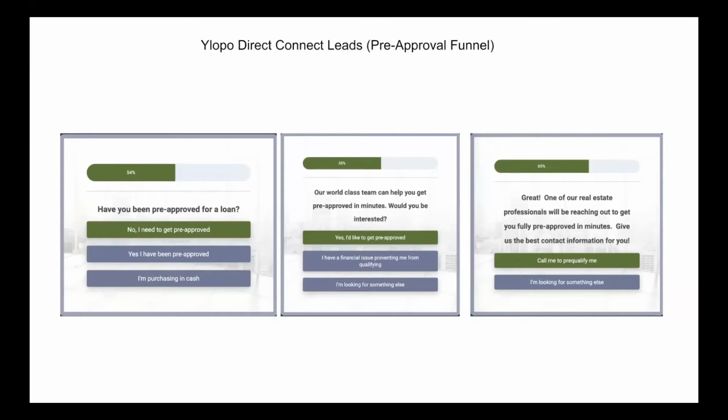They can tell us they're interested in getting pre-qualified. They've already been pre-qualified. They're a cash buyer. They have financial difficulties. This registration experience spirals based on their pathway for what they're actually interested in, right?